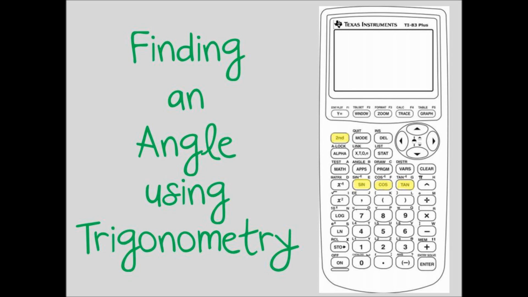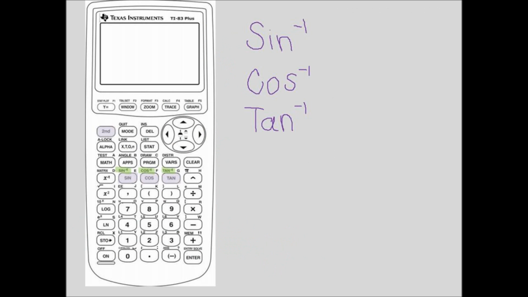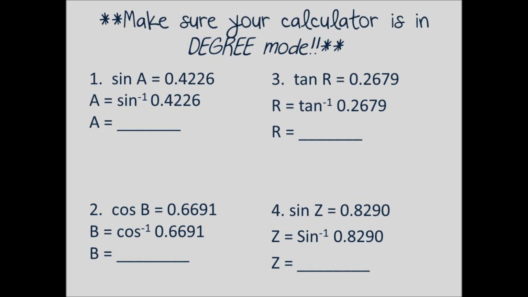This video is to help us learn how to find an angle using trigonometry. We're going to add in using the second key to give us the ability to find the missing angle. When we hit the second key, that will give us sine to the -1, cosine to the -1, or tangent to the -1. Each one of these will give us the angle that we're looking for. So let's go ahead and try this method.